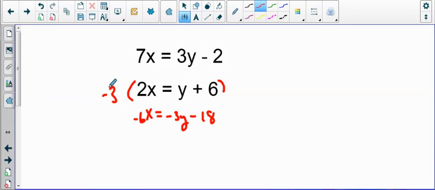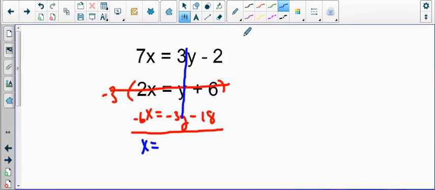Okay, I'm going to go ahead and mark through this one. Doesn't really go away, it just changes form. Okay, now I can combine this equation with this equation, and I have 7x minus 6x is just x. That's good news. Okay, 3y minus 3y is 0, so those cancel. And then negative 2 minus 18 is just negative 20. So I already have one of my two values, and it is the x value, negative 20.